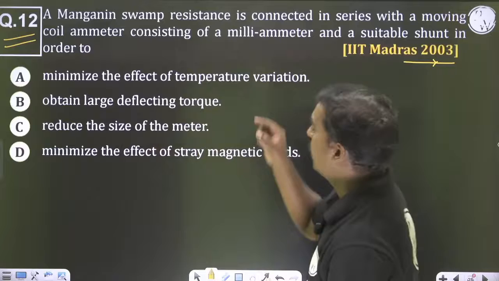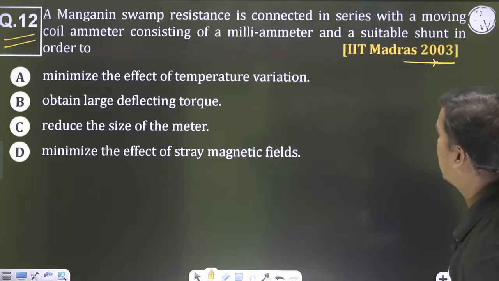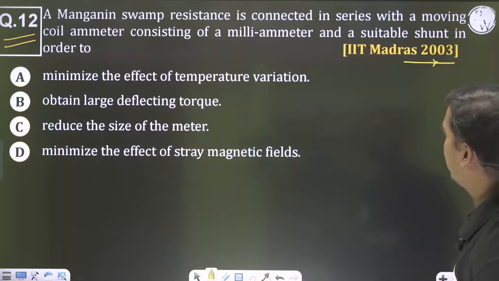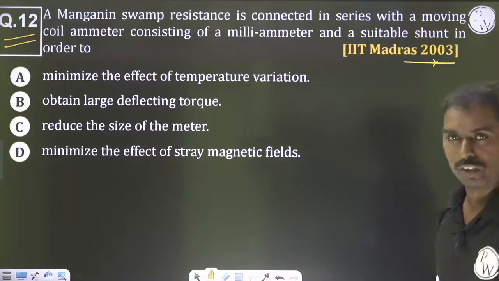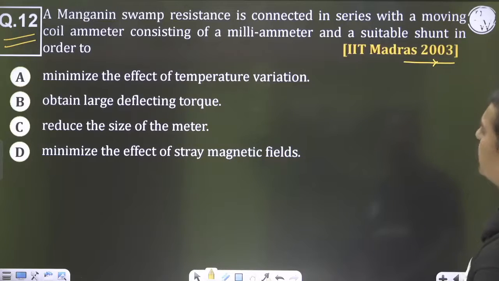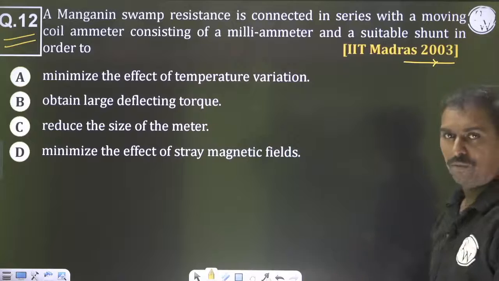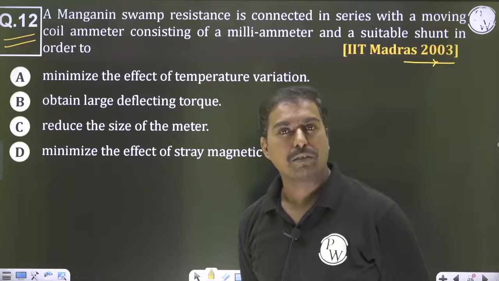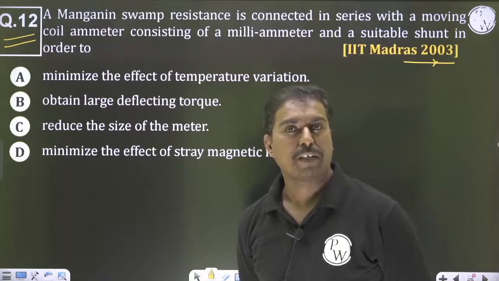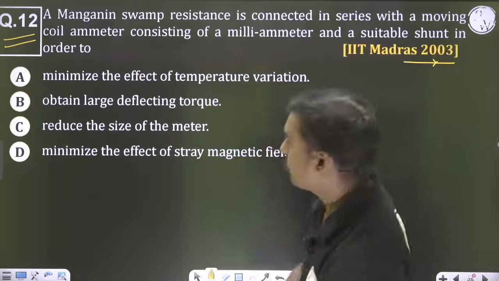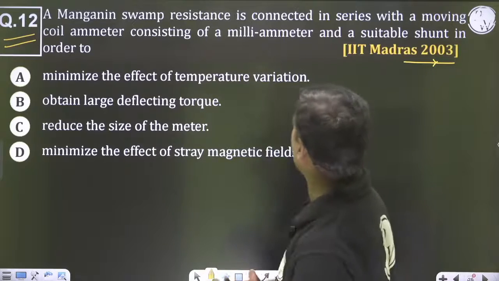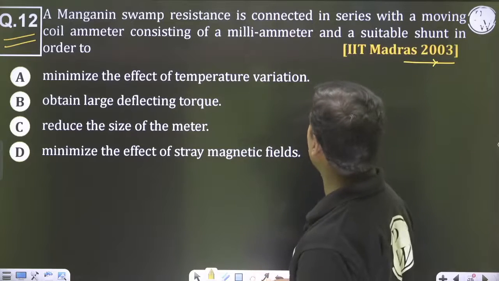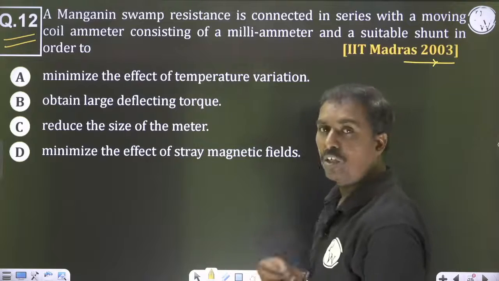So keep in mind. A manganin swamp resistance is connected in series with a moving coil ammeter consisting of a milliammeter and a suitable shunt in order to dash. See, the question is related to the moving coil ammeter. First of all, in the moving coil ammeter, the moving coil is made of copper. Copper is a metal. Definitely, whenever there is a temperature effect, its resistance is also going to be affected.